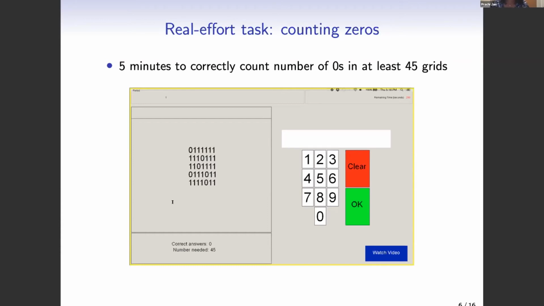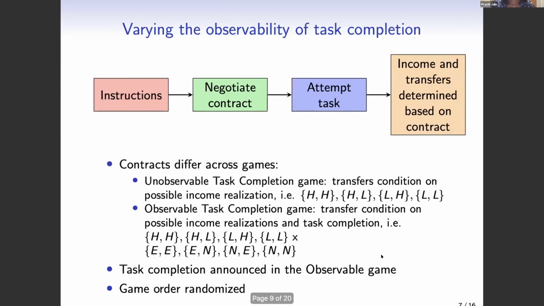So these grids never had more than 15 zeros. In theory, I was trying to make a task that was achievable for everyone in my participant pool, and mostly the result of effort, though of course in the paper I think carefully about whether ability plays a role. I argue that this is mostly about effort, and so they have 5 minutes to count at least 45 grids correctly. And if they choose not to do that, there is an option for leisure where they can instead watch the video.